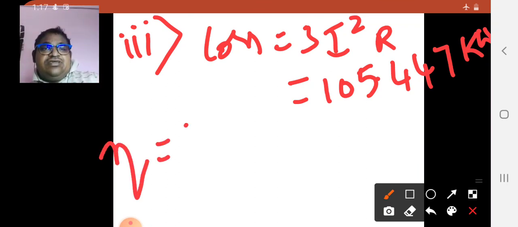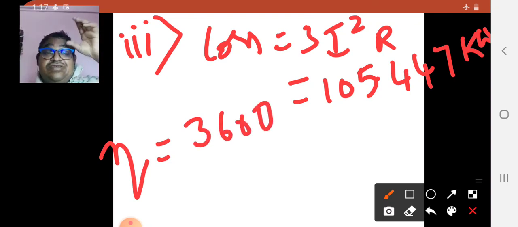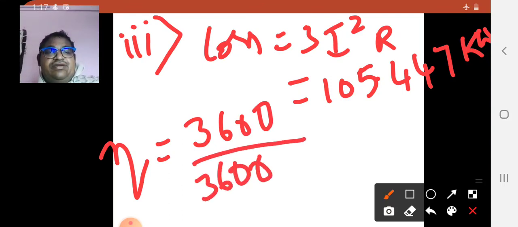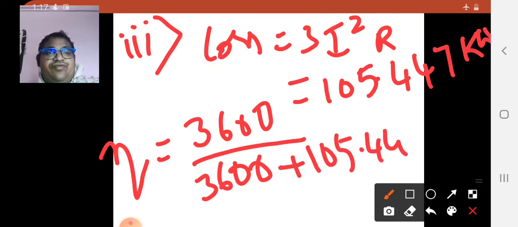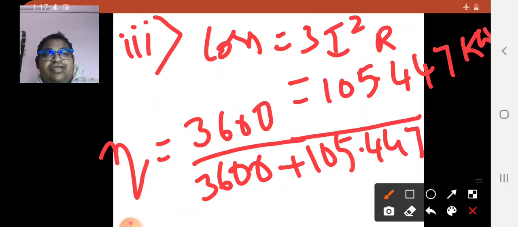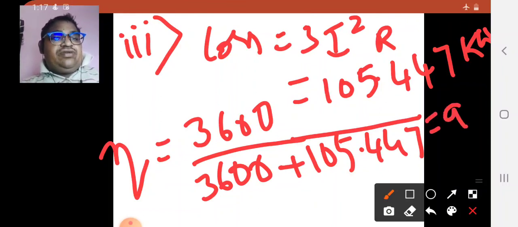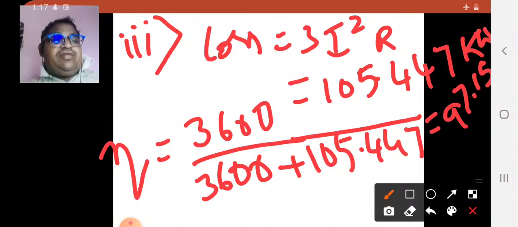Then what is efficiency? Efficiency is 3600 kilowatts divided by 3600 plus 105.447. All are kilowatts only, therefore I did not substitute the 10 cube. Hence, what is the answer? Efficiency is around 97.15.